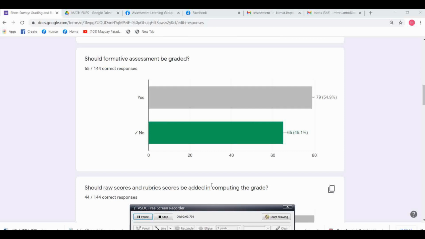Okay, let's go first with the first issue. Should formative assessment be graded? The answer here is that all activities, short quizzes, and drills that would be considered formative assessment are not included in the grades. They should be recorded but not graded.